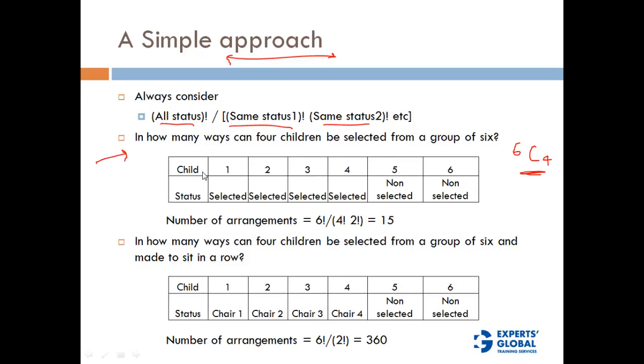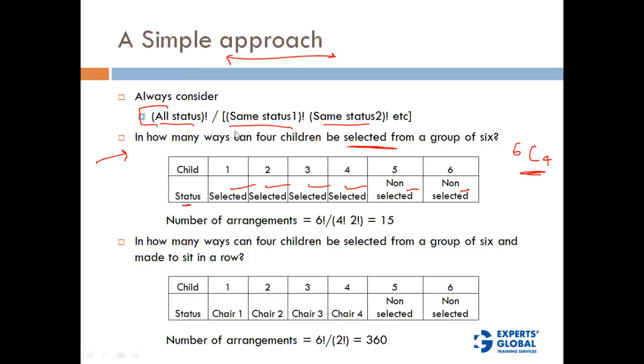I maintain a table where in one row I have first child, second child, third child, fourth child, fifth child, sixth child, and at the bottom I have status. Now I am only worried about selection, I am not worried about order. So status is going to be whether a child is selected or not. So let's say I have 4 selected children and 2 non-selected children, right? Correct? So using this approach, what do I get?